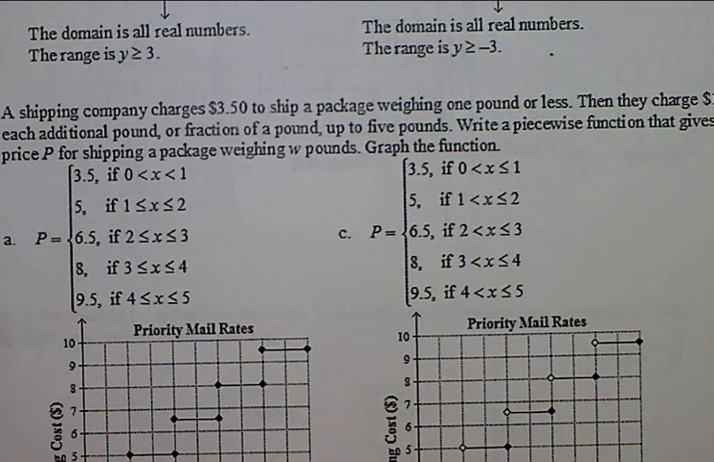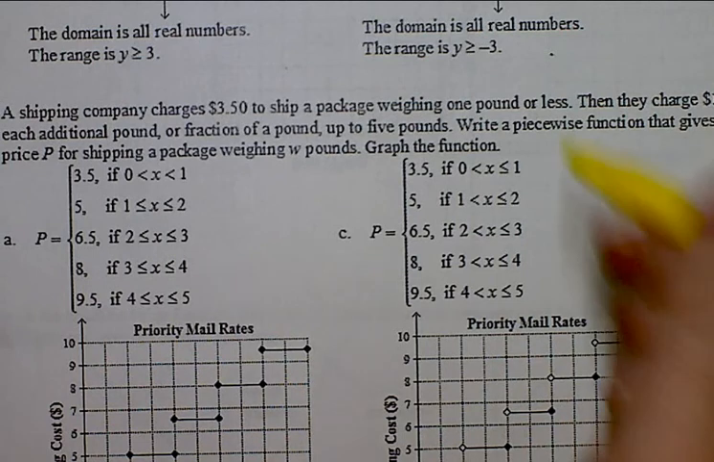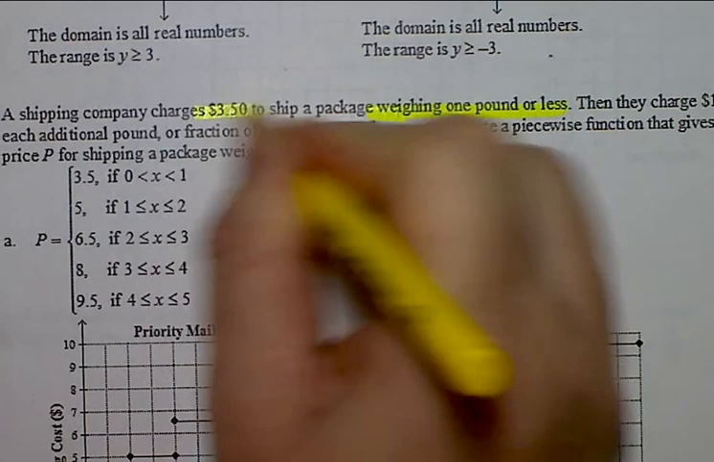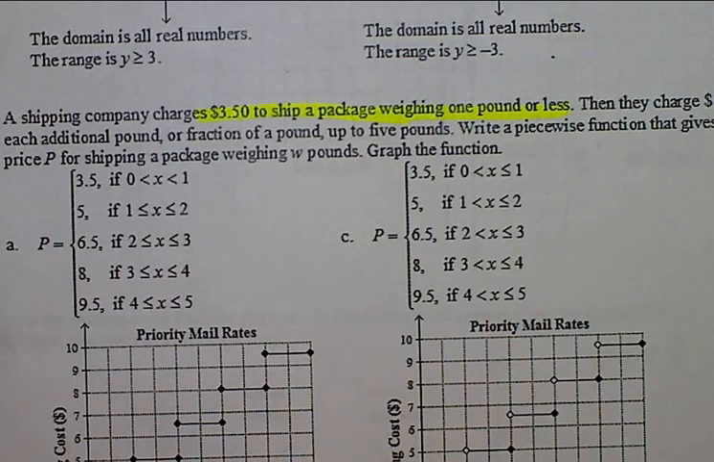Okay, how many of you are confused right now? Okay, do me a favor and underline. I'm going to highlight this part. So it says that you'll pay $3.50 for anything that weighs 1 pound or less. So let me give you an example. If something weighs 0.1 pounds, how much do you pay? $3.50. If something weighs 0.5 pounds, what do you pay? $3.50. If something weighs 0.9 pounds, what do you pay?